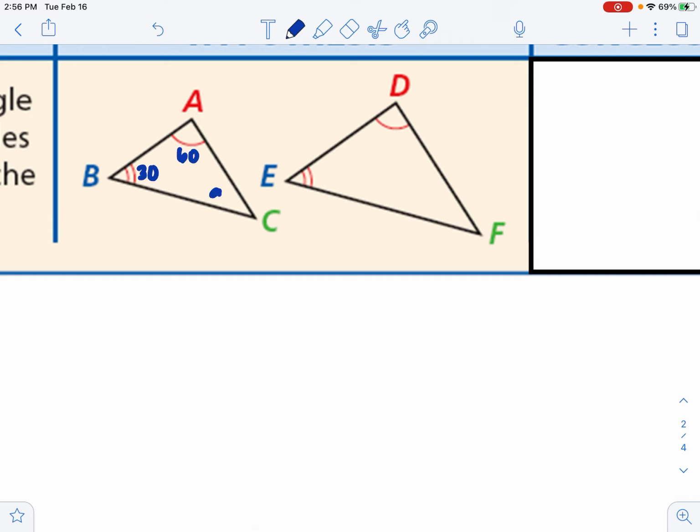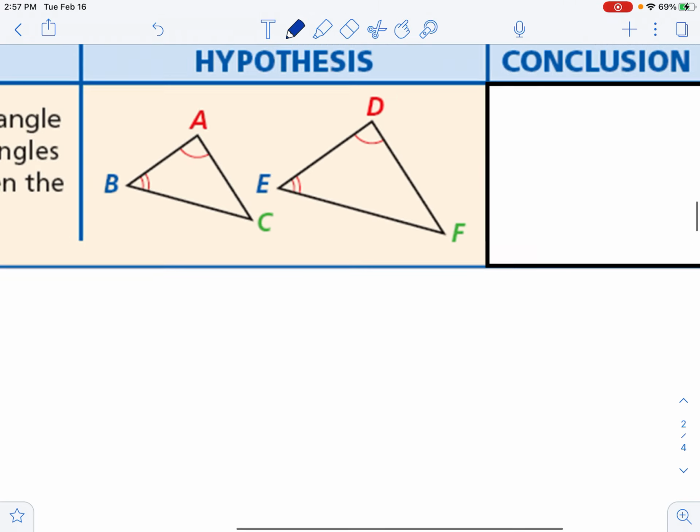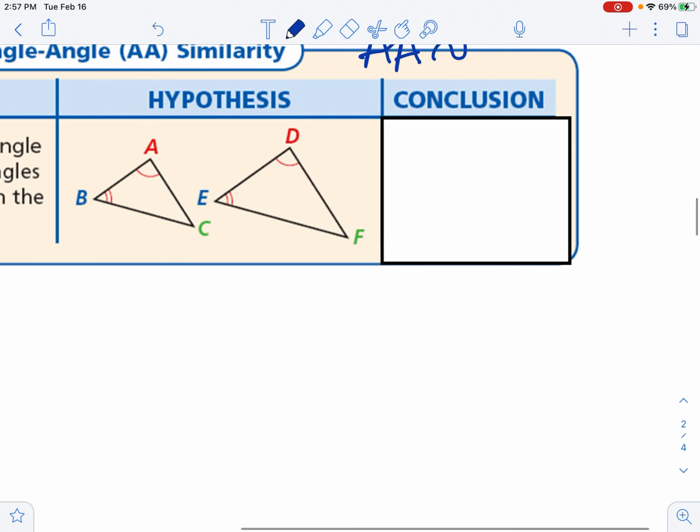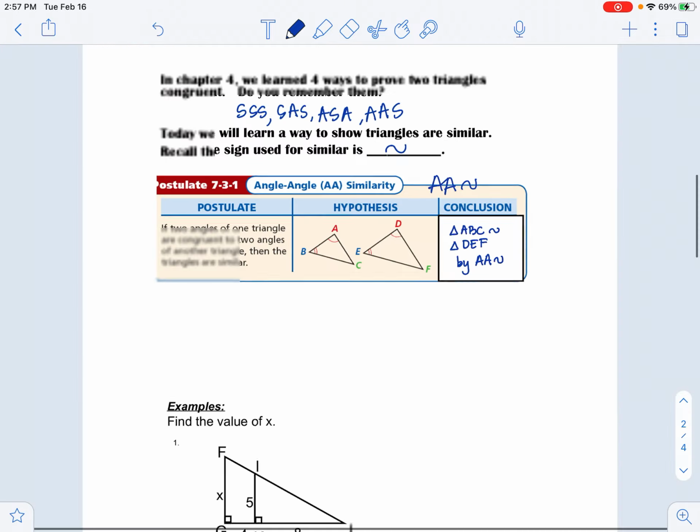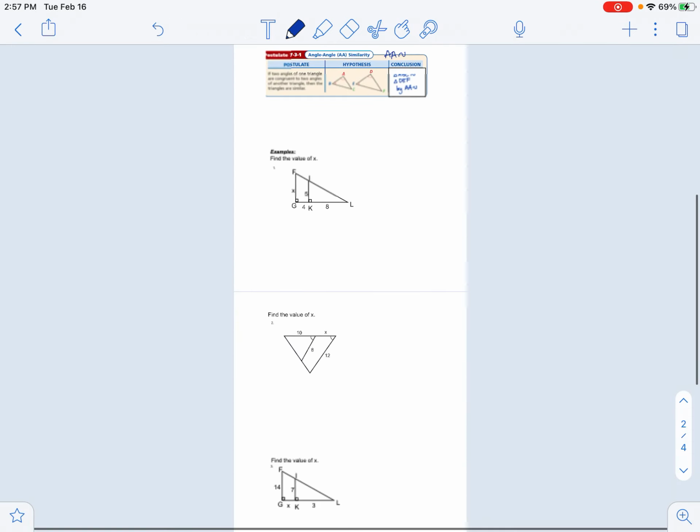If you look here, and say this was 30 and this was 60, this would have to be 90. So it's actually all three angles are congruent, but by knowing two, you know three. So if we know that two sets of angles are congruent, then the triangles are similar. So we could say triangle, and we can put the first one in any order we want, ABC is similar to triangle, and then match up the corresponding angles, DEF. And this would be by angle-angle similarity.